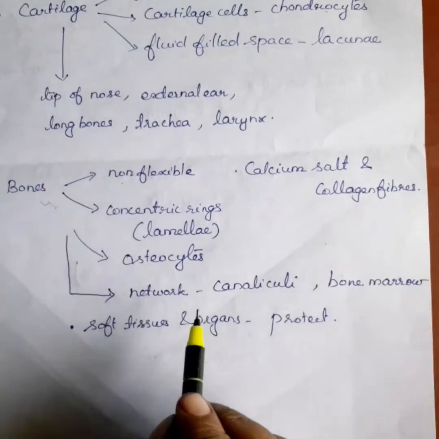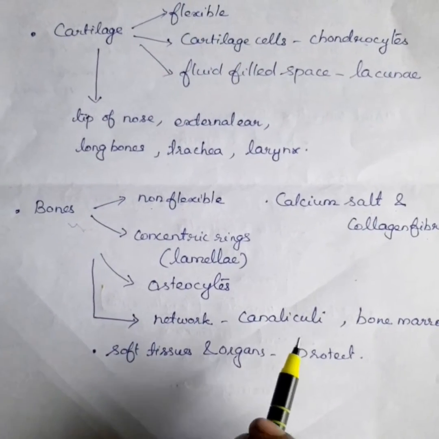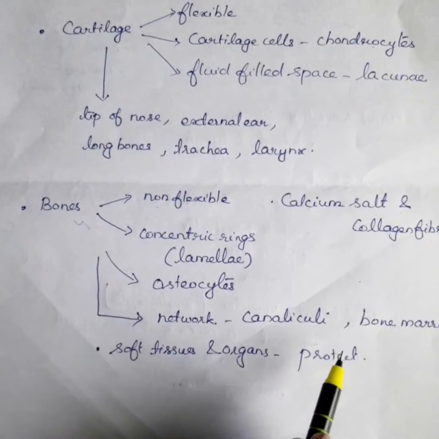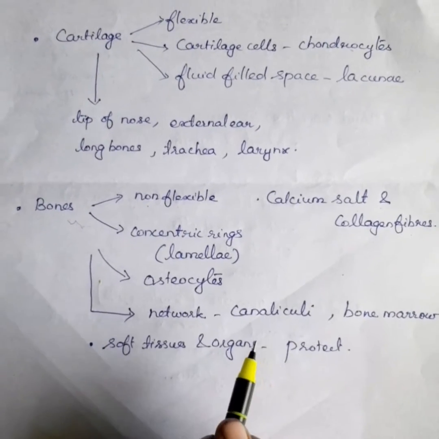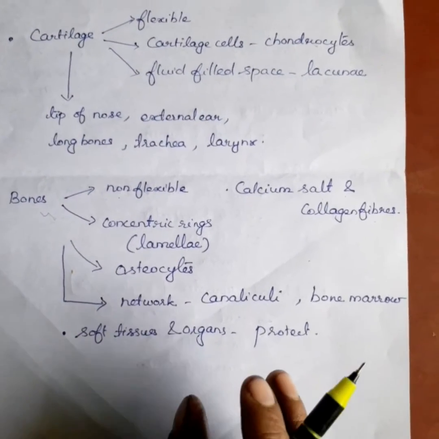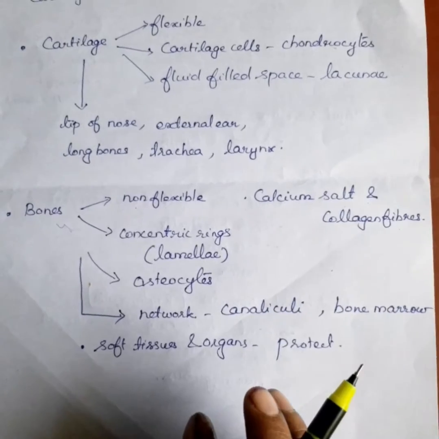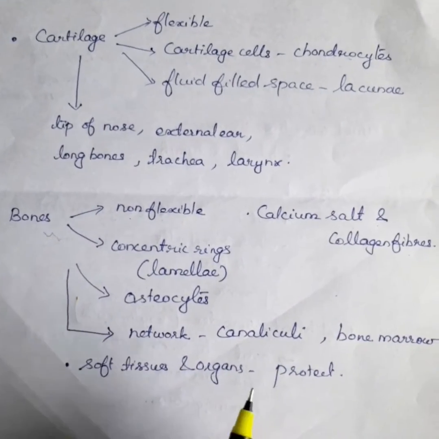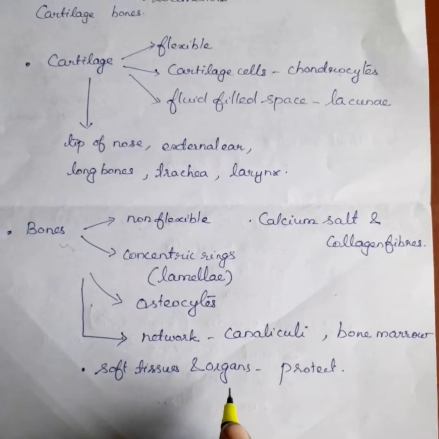Once again, I am repeating. The hollow cavities of the spaces are called marrow cavities, and they are filled with bone marrow, which provides the shape and gives the framework to the body. And these bones support and protect soft tissues and organs.